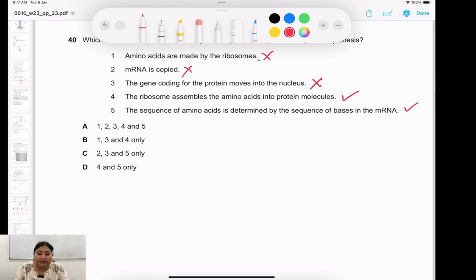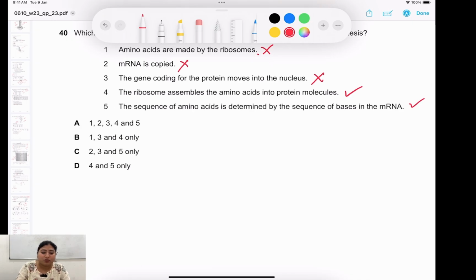Yes. So the correct answer, if you check from this and this, would be your D, because the mRNA from the nucleus moves out onto the ribosome, and step by step, based on the code on the mRNA, the amino acids are read and they are joined in the protein. So the correct answer here would have 4 and 5, that is this one.